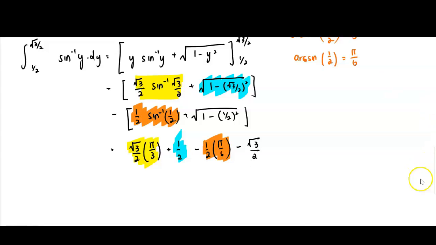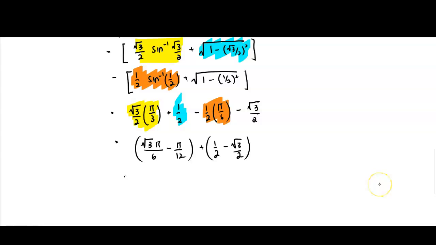Alright, so now what happens, you have to gather all the pi together. So gather these two terms, the yellow and the orange. You get root 3 pi over 6 minus pi over 12 plus half minus root 3 over 2. Solve it. Make the denominator the same, so it becomes 12. So this becomes 2 root 3 minus 1 whole thing times pi over 12, plus we have here 1 minus root 3 over 2. So this is your answer.